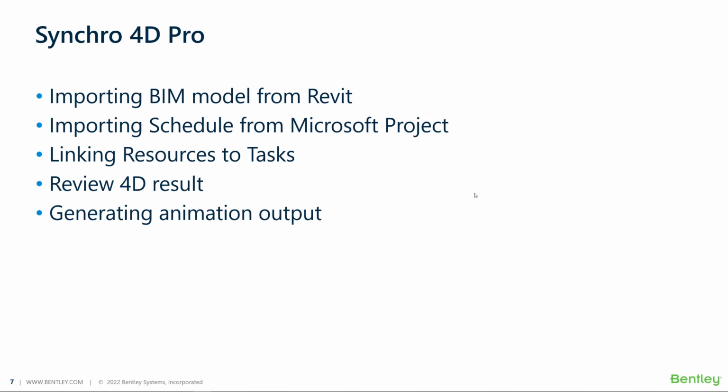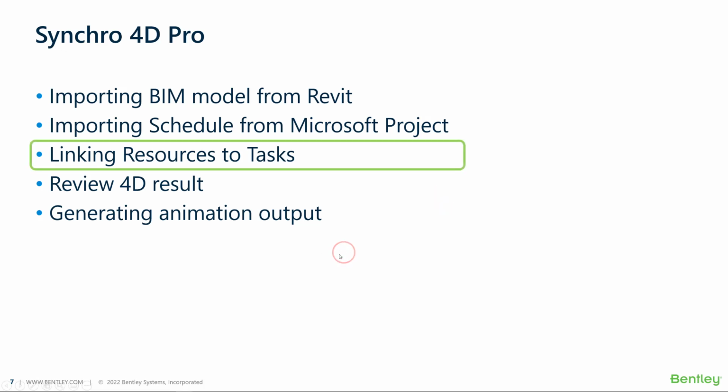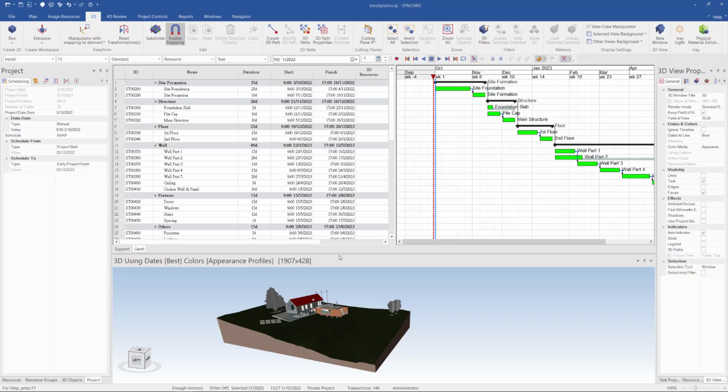In this video, I'm going to show how to link the 3D resource to the scheduled task. I return to the Synchro 4D Pro, and you can see I've imported the Revit model into Synchro and also the schedule from Microsoft Project. Next, I'm going to link them up.